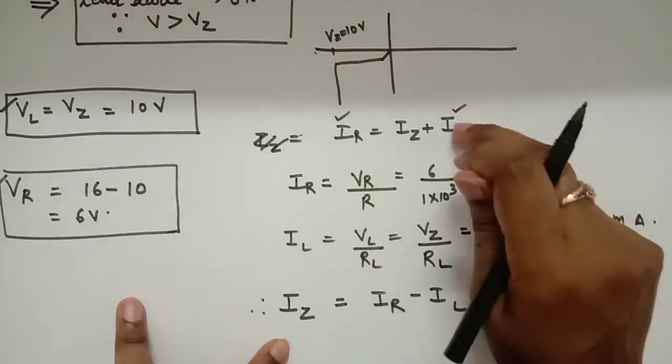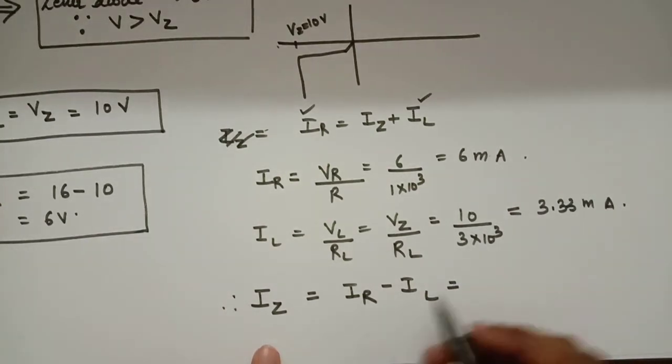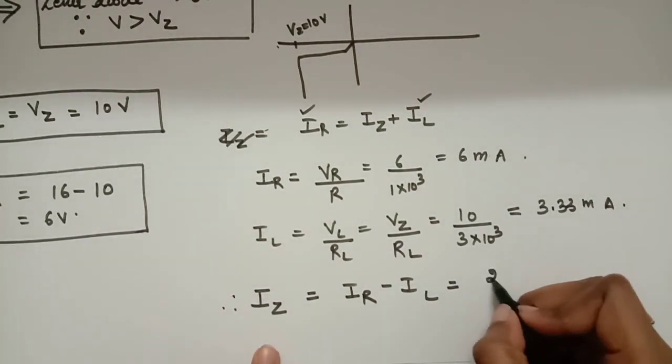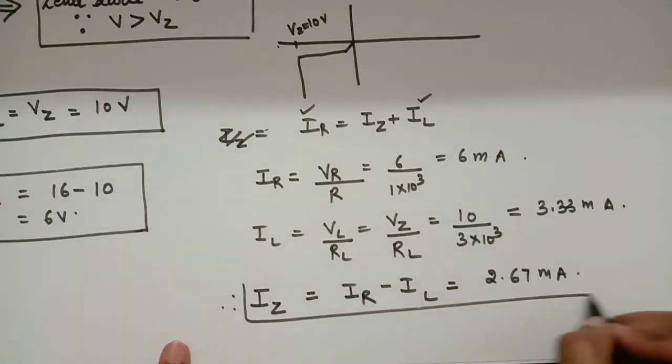So this will be solved from the second equation, and hence we always ask you to write all the three equations whenever you come across a Zener diode network. So IZ, what is it? 6 minus 3.33, so it must be 2.67 milliamp. So this is how we calculated IZ.